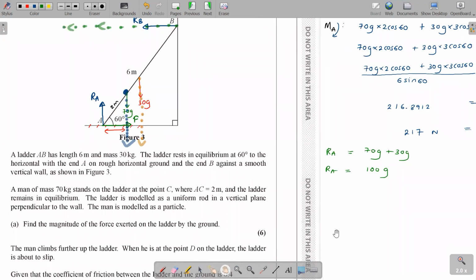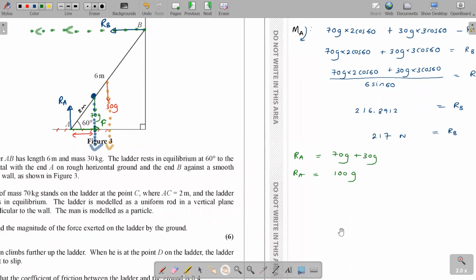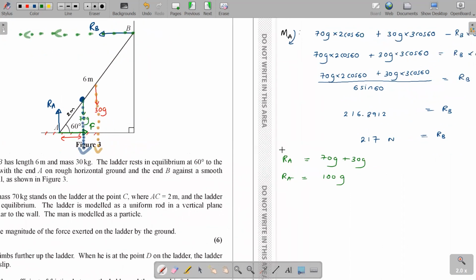Okay. So that's normal reaction A. What about the friction? So this is up equal down, the vertical equilibrium. Now consider the horizontal equilibrium. The friction. Can you see what I'm talking about? The friction is equal to what? The friction is equal to normal reaction B, which means the friction is equal to 217 newtons. Do you agree with me?